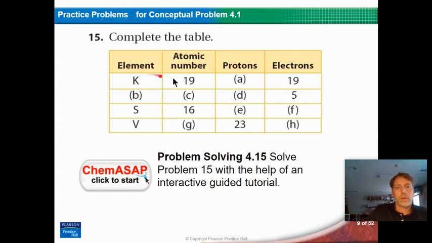You have potassium, element number 19. That means it's going to have 19 protons.